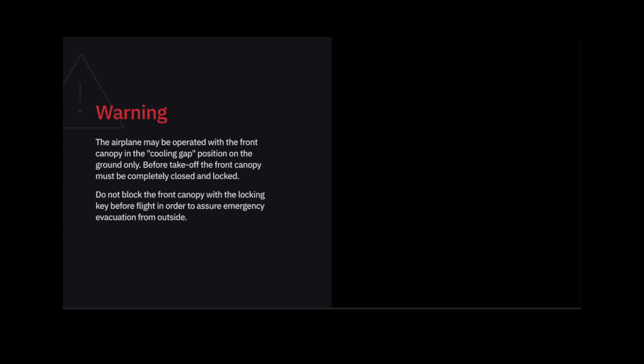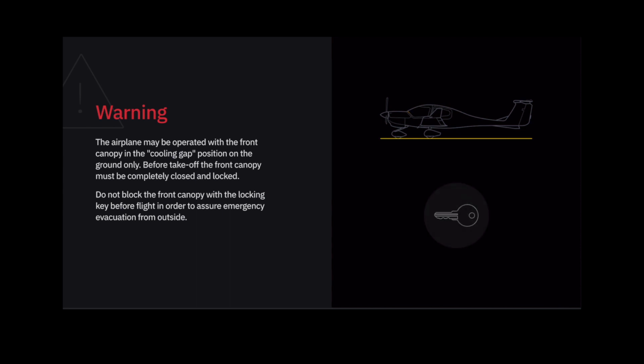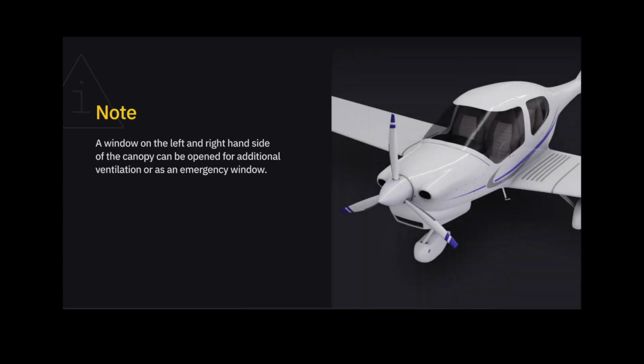Warning: the airplane may be operated with the front canopy in the cooling gap position on the ground only. Before takeoff, the front canopy must be completely closed and locked. Do not block the front canopy with the locking key before flight in order to assure emergency evacuation from outside. Note: a window on the left and right-hand side of the canopy can be opened for additional ventilation or as an emergency window.